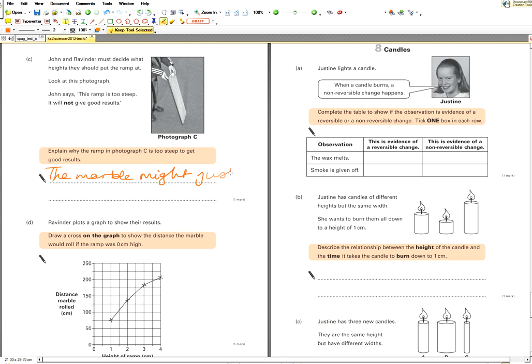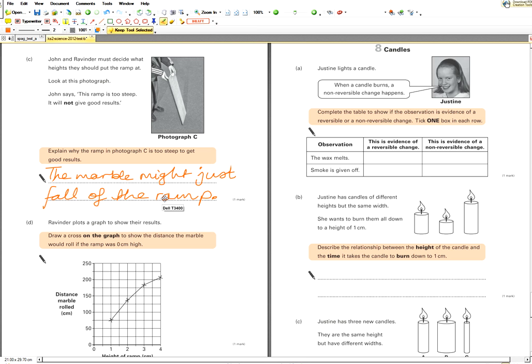So the marble might just fall off the ramp or fall straight down without even touching the ramp. Any of those wordings is good. So the marble drops very quickly and might bounce. The marble might not touch the ramp. The marble might break. It will just fall straight down. The marble will fall off the ramp. Okay, lovely.